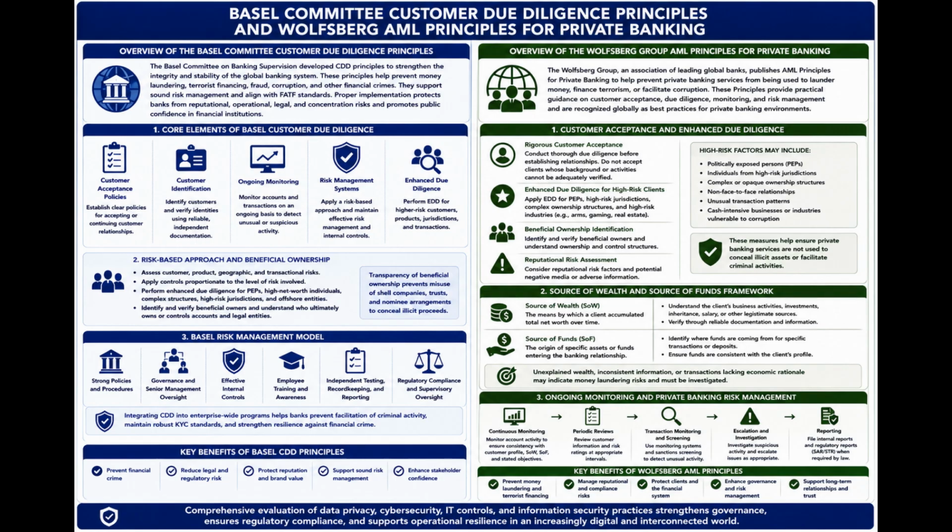A critical aspect of the Basel Committee's guidance is the application of a risk-based approach to customer due diligence. Banks are expected to assess customer, product, geographic, and transactional risks and apply controls proportional to those risks. Enhanced due diligence should be performed for politically exposed persons, PEPs, high-net-worth individuals, complex ownership structures, offshore entities, and customers operating in high-risk jurisdictions. The committee places particular emphasis on identifying beneficial owners and understanding who ultimately owns or controls accounts and legal entities. Without transparency regarding ownership, banks become vulnerable to misuse by criminals seeking to conceal illicit proceeds through shell companies, trusts, and nominee arrangements.